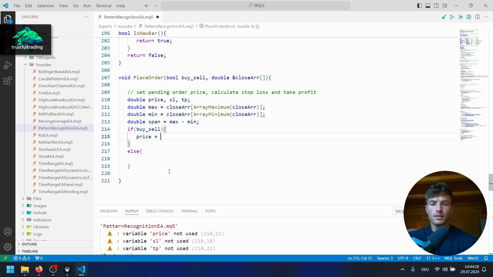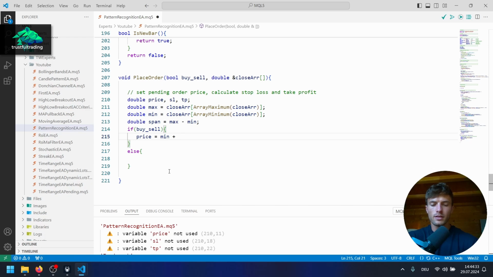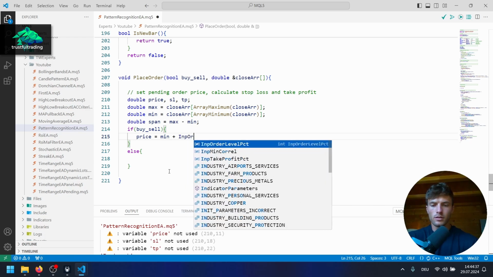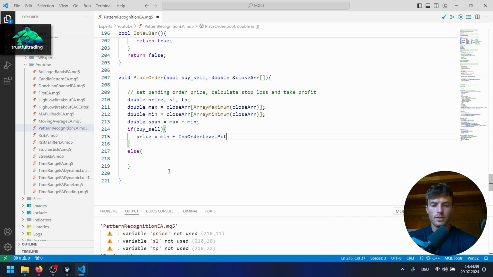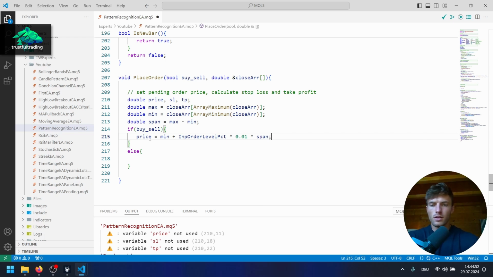So price is our minimum, and from there we add our input, I think it's called order level in percent. We multiply this by 0.01 because it is a percentage, and now we also multiply this by the span, of course, like this. So this will give us a price level we can set anywhere around our pattern.